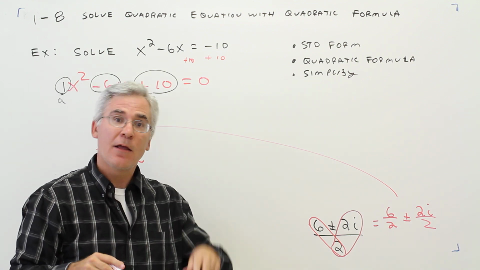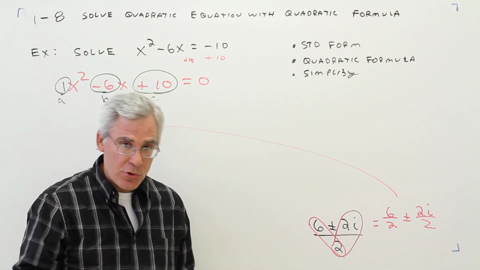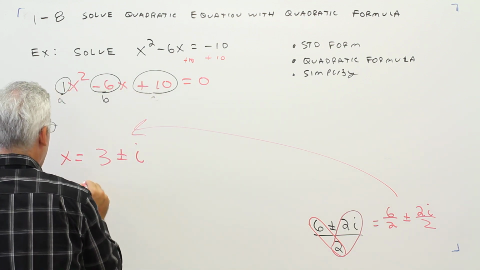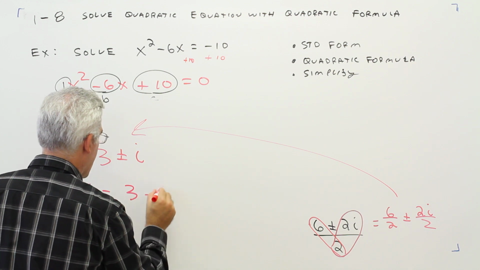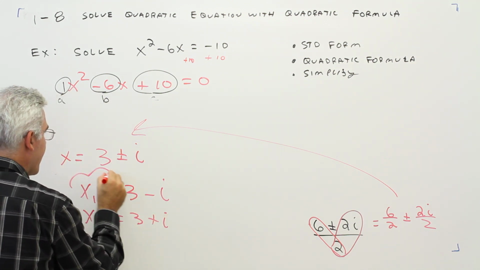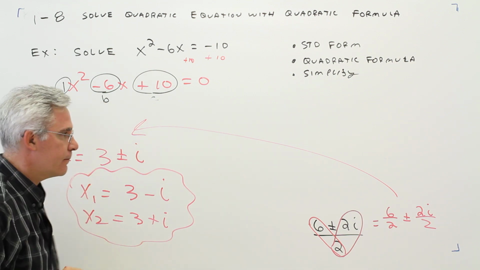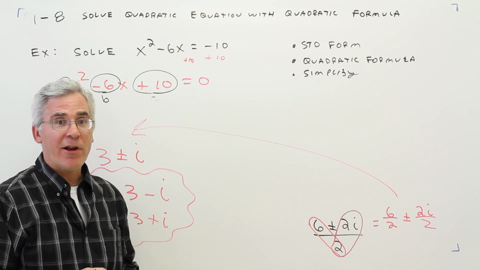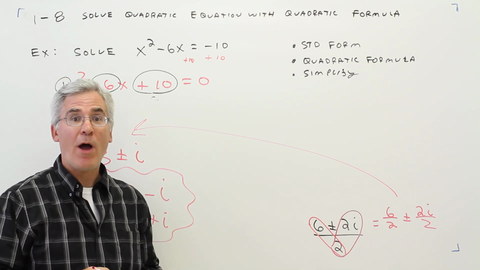And once again, on my quizzes and tests, 2 answer blanks, x sub 1, x sub 2. So x sub 1 equals 3 minus i, and x sub 2 equals 3 plus i. So there you have it, how to solve a quadratic equation by using the quadratic formula.